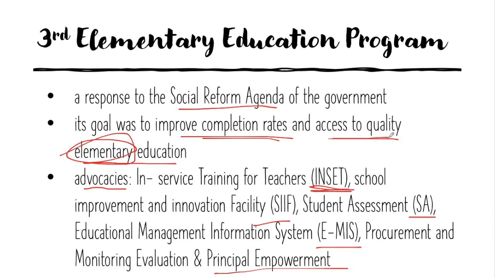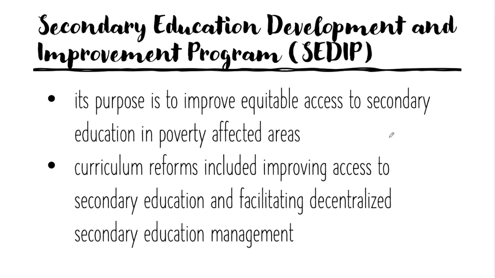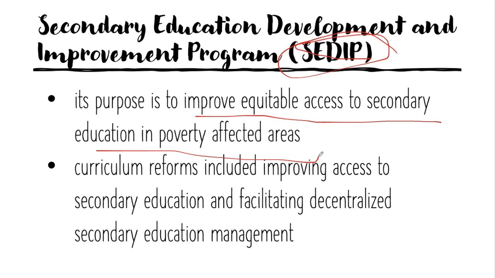Now, if we have the 3rd Elementary Education Program, which was just focused on the elementary education, we also have the Secondary Education Development and Improvement Program, which is focused on the secondary education. So this is the partner of our elementary innovation a while ago. Its purpose is to improve equitable access to secondary education in poverty-affected areas. Curriculum reforms included improving access to secondary education and facilitating decentralized secondary education management.